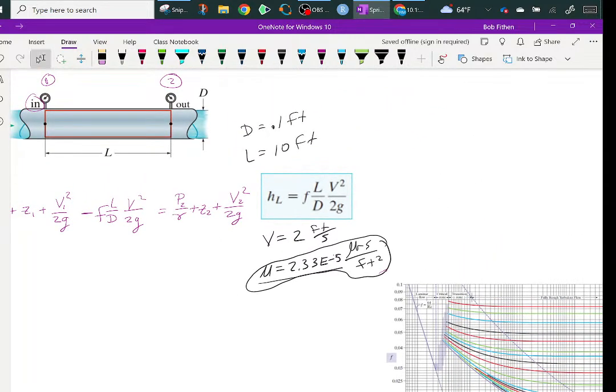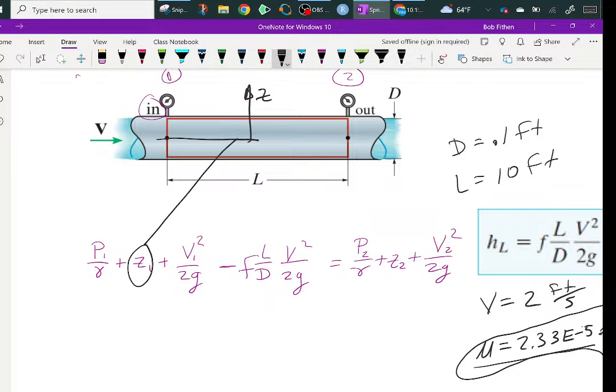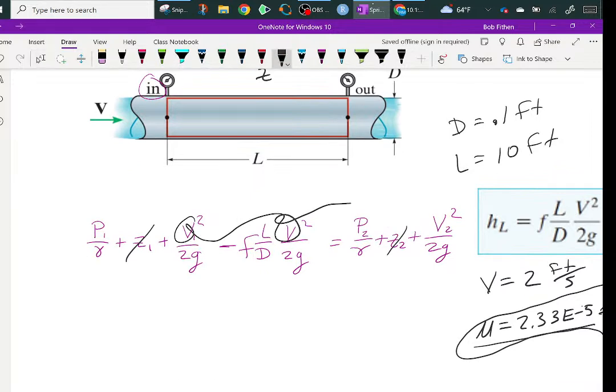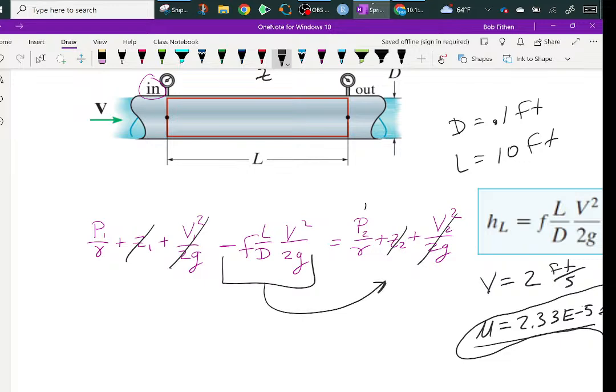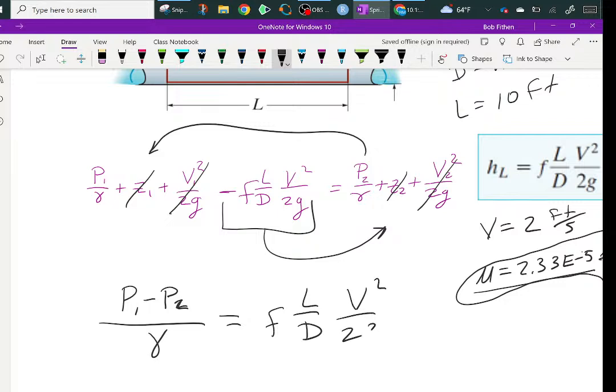Okay, so we got all that information. Let's see if we can find out what is the pressure drop. If we take this, use this as the elevation, you'll notice that locations 1 and 2 are at the same value. Therefore, I can just strike those. I also know the diameter didn't change, so all the velocities are the same. And it turns out this one being the same as that one will cancel each other. So then I can take my losses and move over here, and take this pressure and move over there, and I'll get P1 minus P2 over gamma is equal to f L over D, V squared over 2g.